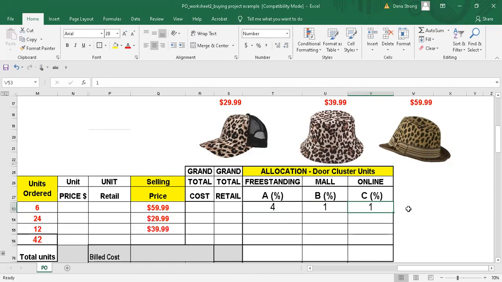As I'm sitting here looking at this, I'm thinking maybe I should have given the mall store 2 hats because this is a moderate priced hat. You know what? Let's do that. So I'm changing my mind. And again, you may change your mind as well.